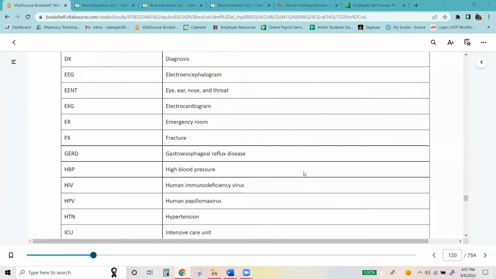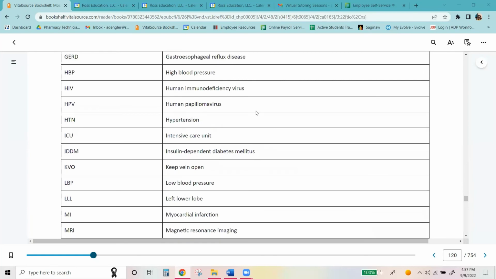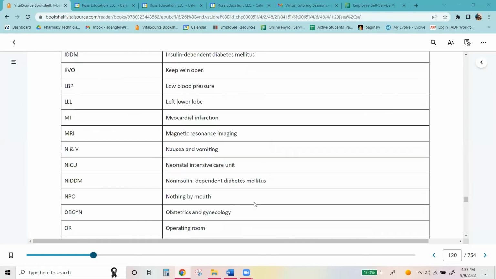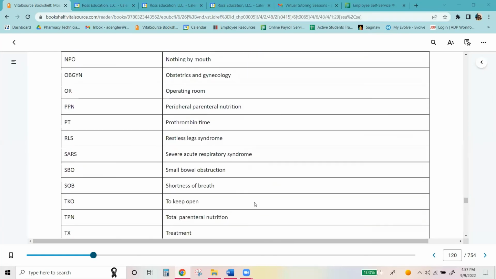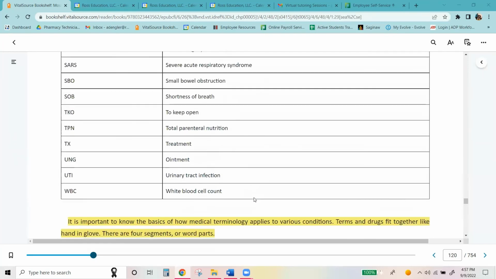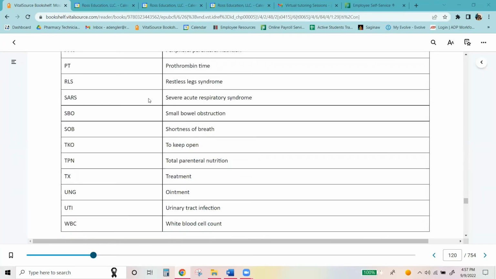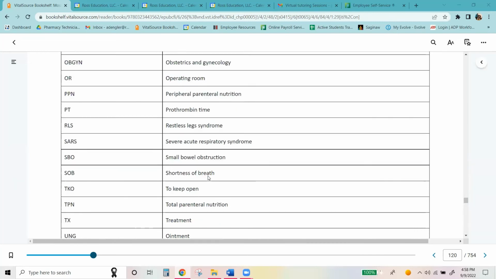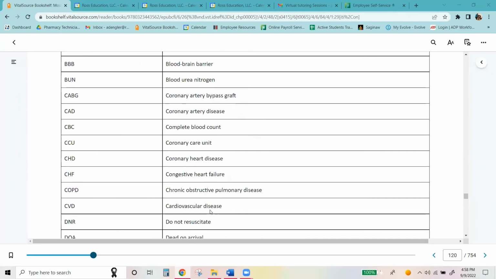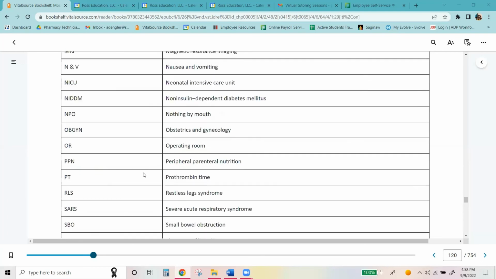Again, I wouldn't necessarily memorize all of these for the board exam, because they're probably not going to be used in any sense where they ask you questions. More likely it's going to be in the problem. Some of them they might ask you, like TPN, what does TPN stand for? But I wouldn't memorize this table right now by any means.